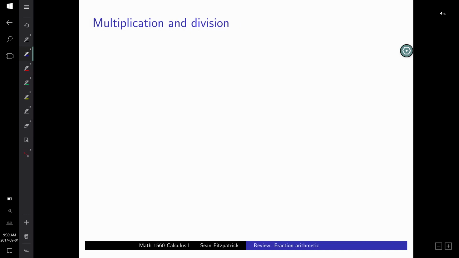Multiplication and division. What's the rule? Well, when you're multiplying, you don't need a common denominator here. You just multiply the tops and the bottoms. A times C, B times D, right?